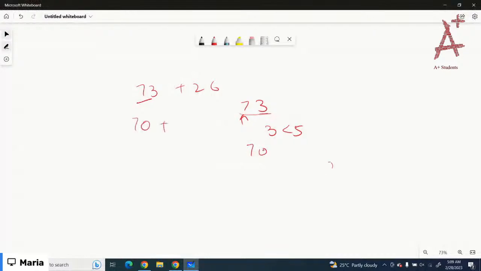Then you have to round off 26. 2 is at the tens position and the digit right next to 2 is 6. 6 is greater than 5, so you have to round up. Round up means add 1 to 2, so it would be 3 and 0. So it is rounded off to 30. And 70 plus 30 makes 100. That means the estimated sum is 100. So the correct option is 100. Just select the correct option and move to the next question.